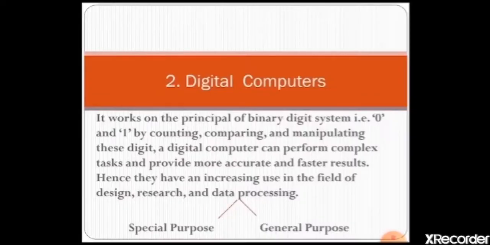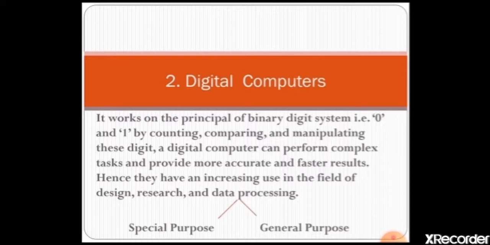With digits 0 and 1, a digital computer can perform complex tasks and provide more accurate and faster results. Hence, they have increased use in the field of design, research and data processing. Digital computers are basically of two types: specific purpose computer or general purpose computer.